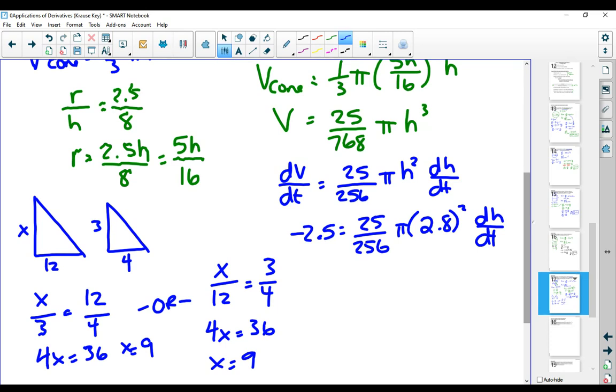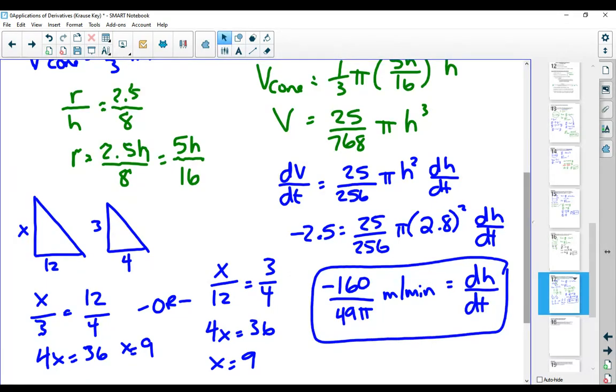When it comes to solving, we're going to take that negative 2.5, divide by the 25 over 256, divide by the 2.8 squared, and divide by the pi, and it's going to leave me with negative 160 over 49 pi. My units would be meters per minute, and that's going to be equal to my change in height with respect to time.